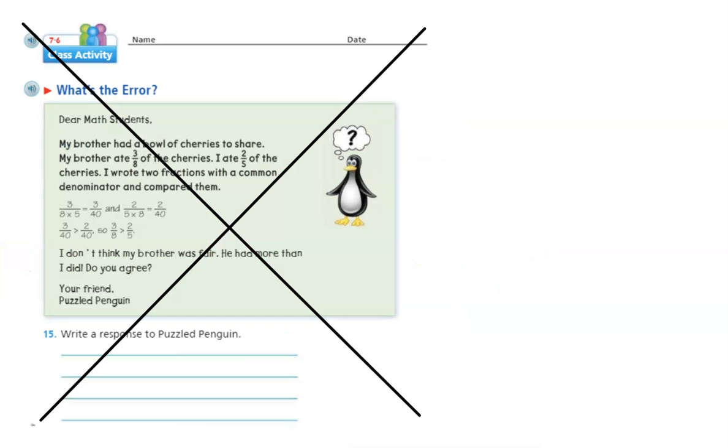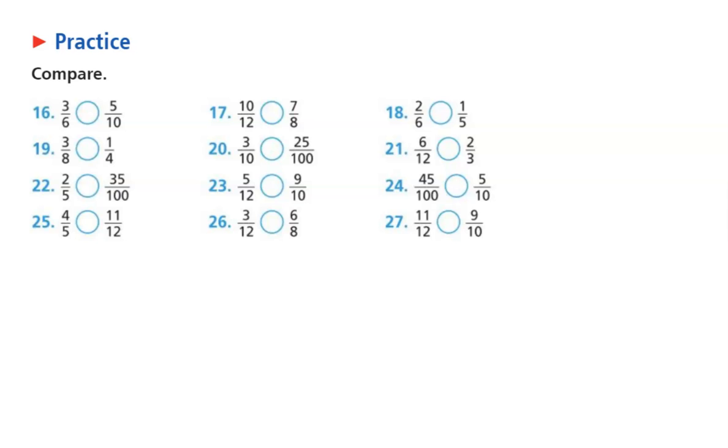I told you to skip Puzzled Penguin. Hopefully you did that, because I'm not going to grade it with you. But then 16 through 27, I'm going to try to squeeze in as much of these as I can, but I'm also probably not going to solve all of them, meaning I'm not going to go through all of them, so that way I can get to some of those word problems too.